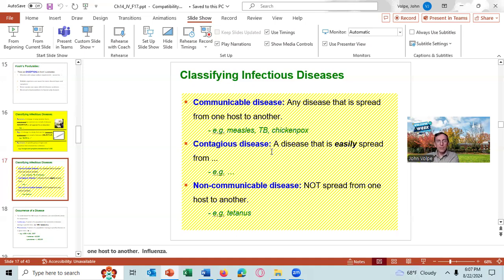A non-communicable disease is one that does not spread from one host to another. For example, tetanus. When a patient gets tetanus, they cannot spread that disease to another patient. Any question about any of that?